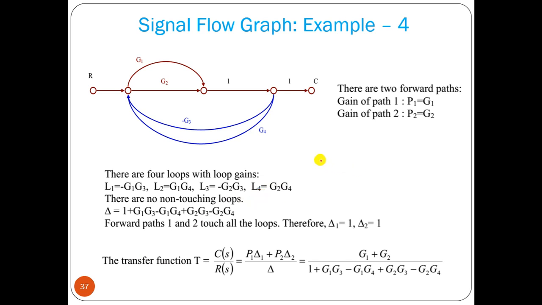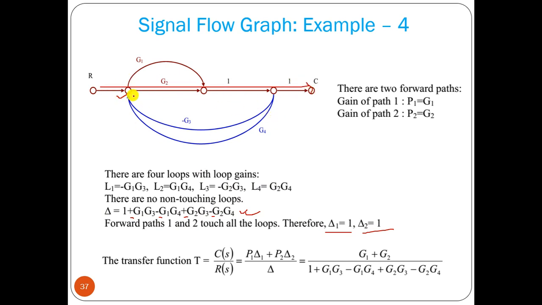Now what are the non-touching loops? We can see this point is common for all the loops, right? So there is no non-touching loop pair. So what we can write, delta equals 1 minus L1, minus minus becomes plus, so here plus; minus minus then becomes plus, plus minus is minus, so that is your delta value. And delta 1, delta 2, what will be the value for this particular forward path?